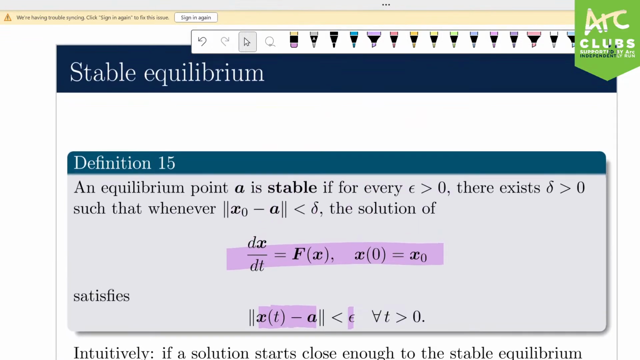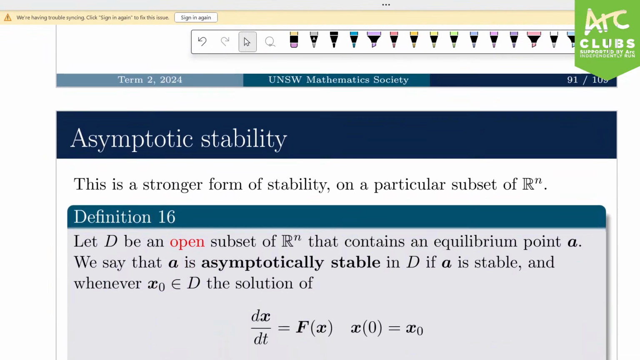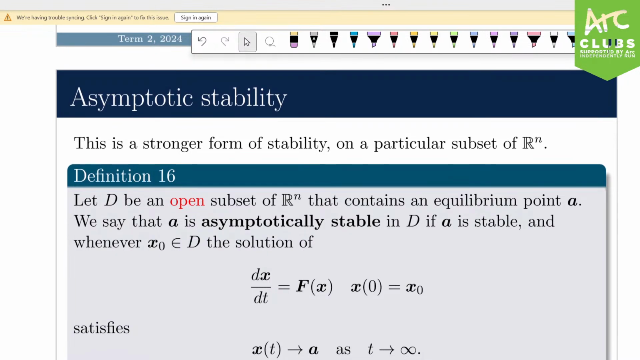So again, we don't really need to know this super in depth. This one I feel like is a bit more important. Asymptotic stability. This is the cool one. So this is an even stronger form of stability. So this is when we look at subsets of Rn.